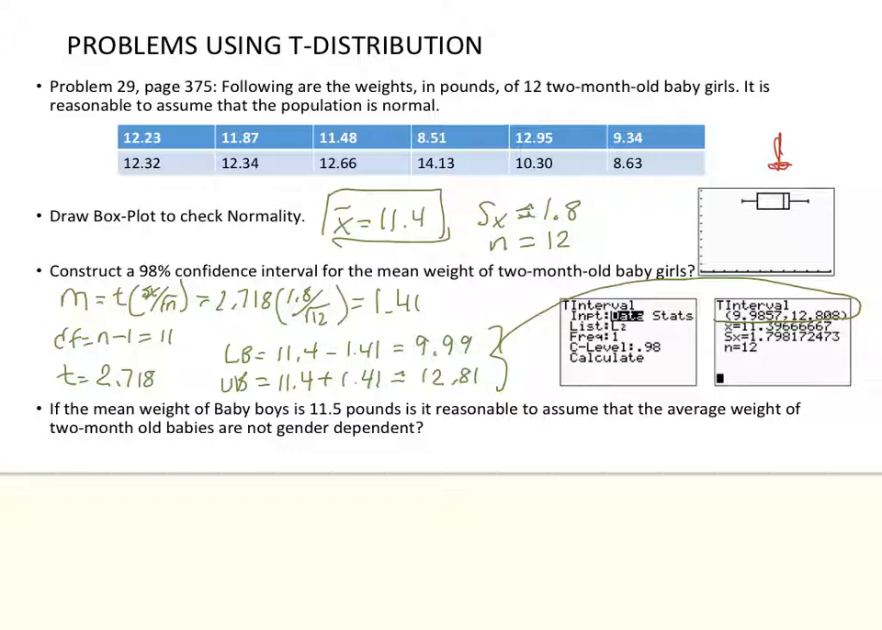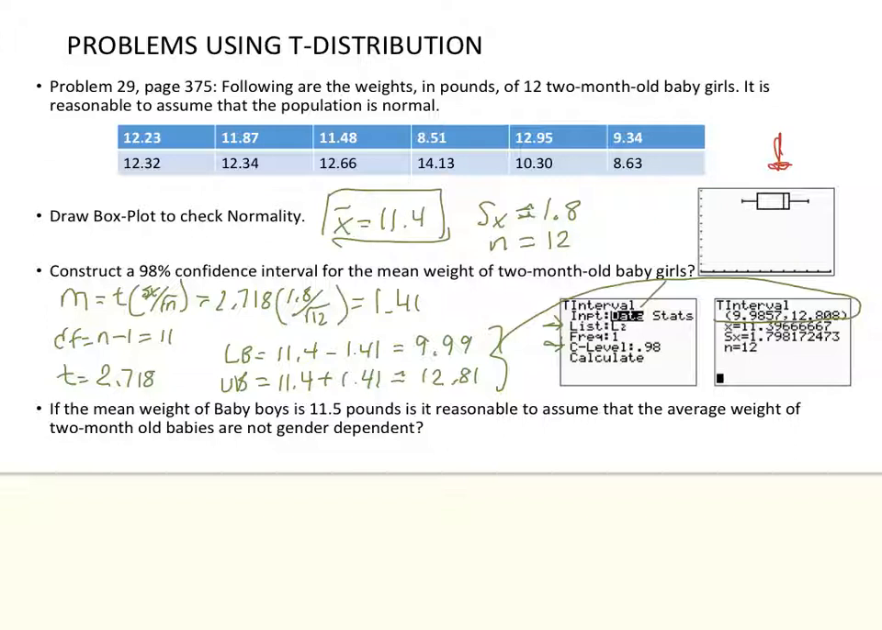So again, when we use the calculator, we hit the stats key, we come over to test, we choose the t-interval, we pick the data option, because we have data, we check the list that we've got the data in, and we also make sure that the C-level is 0.98. We hit calculate, and then we get the t-interval lower and upper bounds.